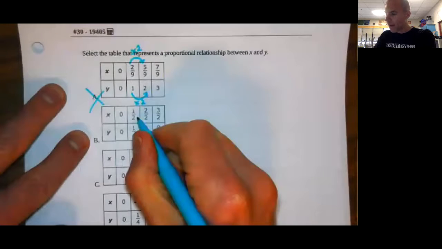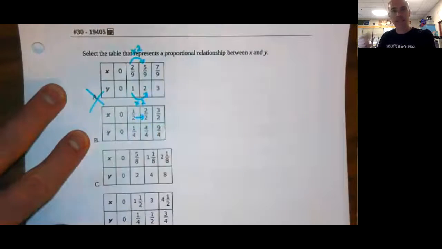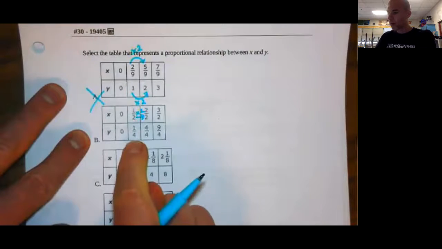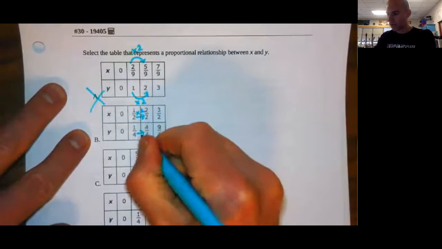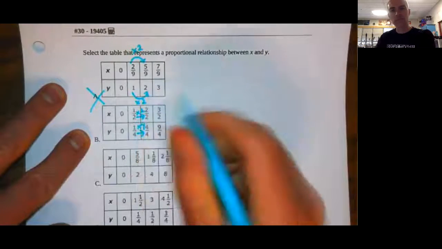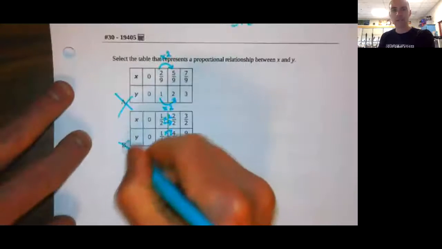To go from 1/2 to 2/2, that's a doubling again, right? This is times 2. So that means right below it better also be times 2. But 1/4 to 4/4, that's times 4. These are different ratios, not proportional.